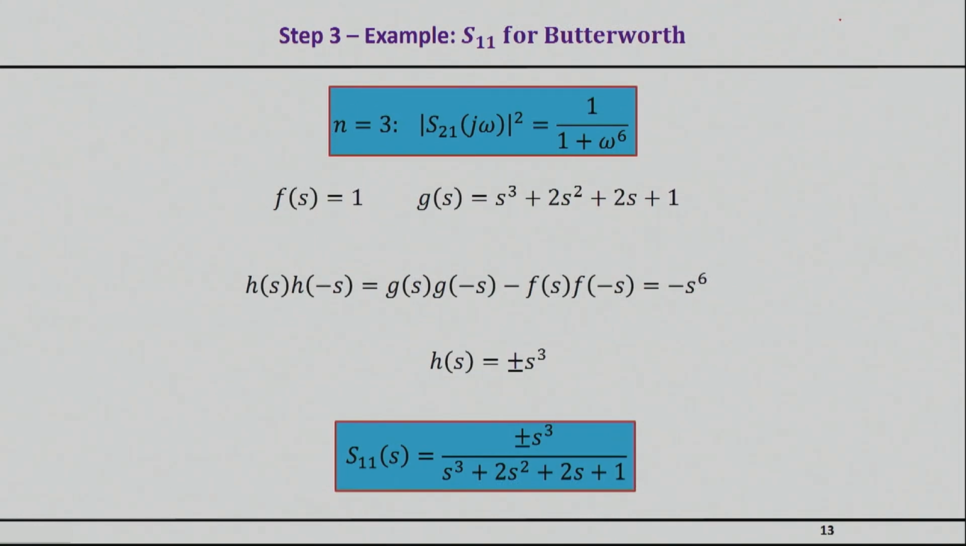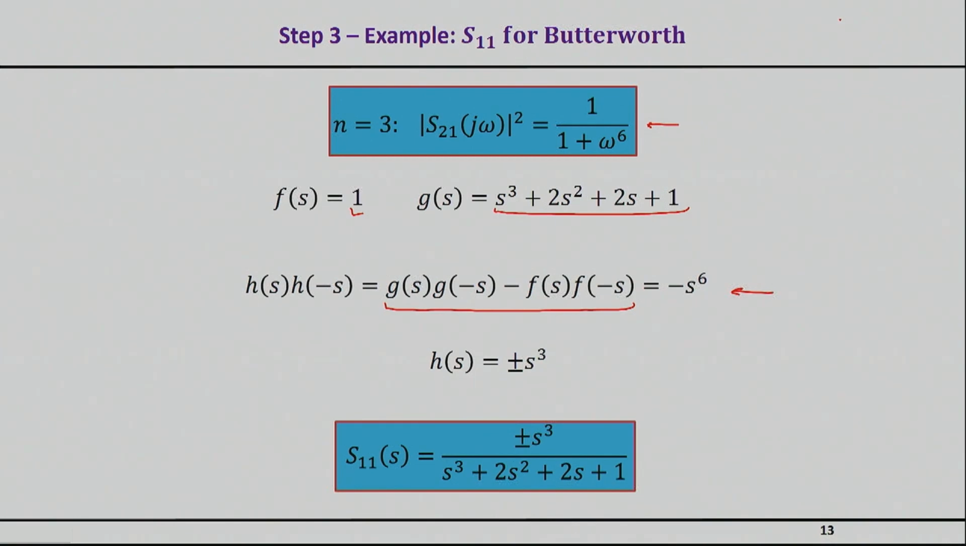So let me give you an example. I'm going to take the third order Butterworth example that we worked out before. So this is the transfer function that we have. The step right here basically finds the numerator of the S11. So if you go back to your slides, you will see that the numerator is equal to this, where g of s is the Hurwitz polynomial here, and f of s is basically equal to 1.